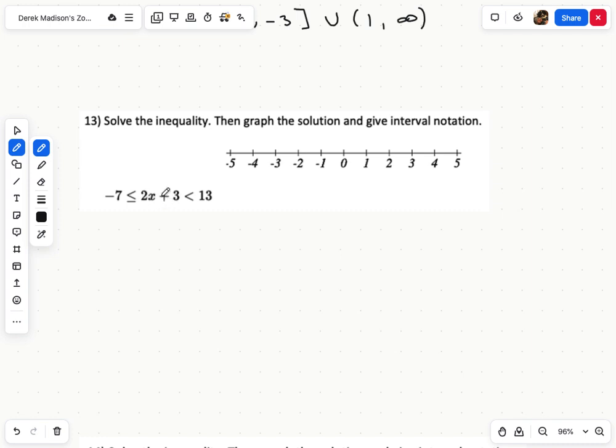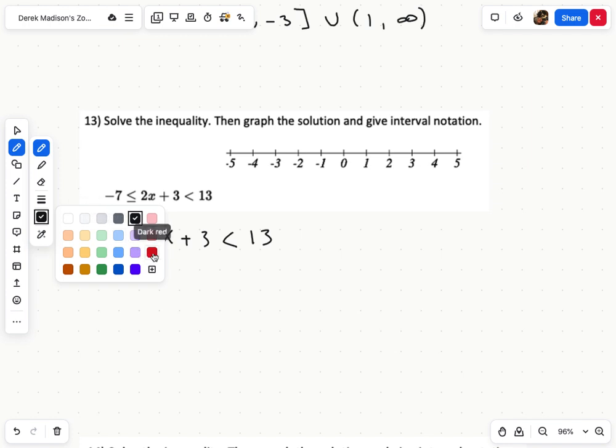So if it was just 2x plus 3 less than 13, the first thing you would do is subtract the 3, and then you would divide by 2. Nothing changes with this other piece. We still do that, but now we're going to do this in 3 places instead of just both sides. We have to do it in all 3 sides essentially.